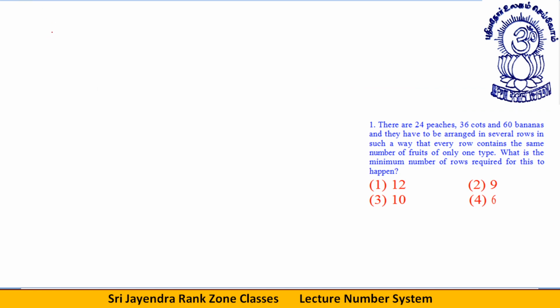There are 24 peaches. 24 peaches, 36 squash, and 60 bananas. They have to be arranged in several rows in such a way that every row contains the same number of fruits of only one type. What is the minimum number of rows required for this to happen?